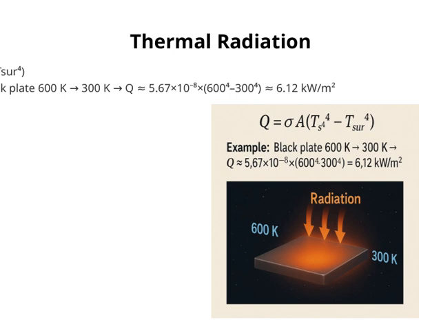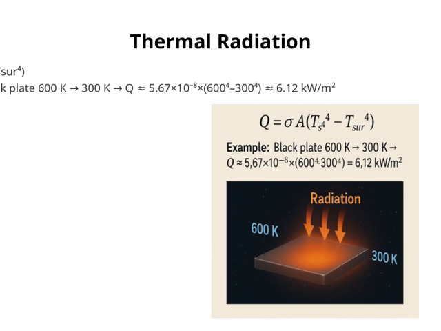depending on their temperature. For example, imagine a black plate at 600 Kelvin. If the surrounding temperature is 300 Kelvin, we can estimate the heat transfer rate, Q, using this formula. Plugging in the numbers, we get approximately 6.12 kilowatts per square meter. This example highlights how significantly thermal radiation depends on temperature raised to the fourth power, which is why even small temperature differences can lead to large heat transfer values.